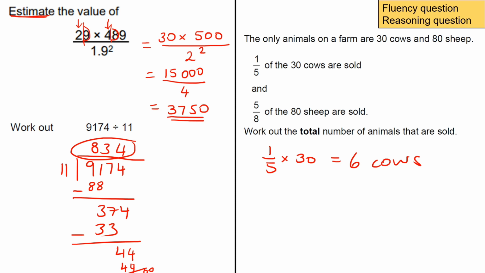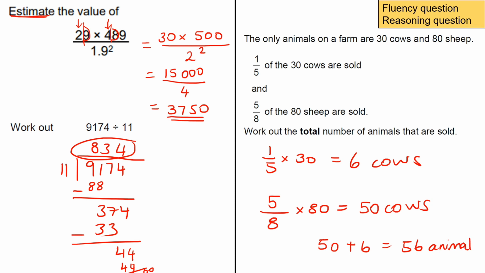And then 5 out of 8 times 80. So you divide it by 8 and times it by 5. 80 divided by 8 is going to give you 10. Times it by 5 is going to be 50. And 50 plus 6, there are 56 animals that are sold.